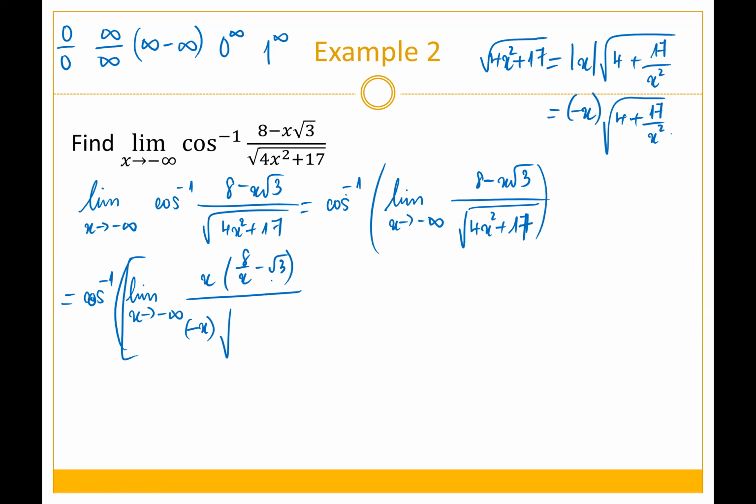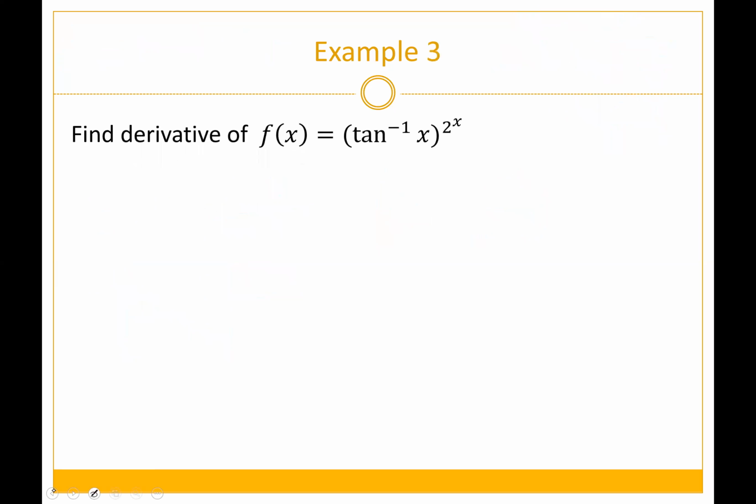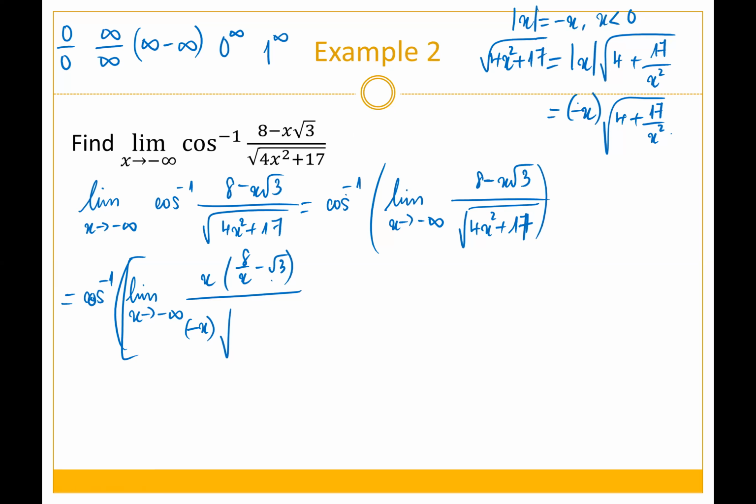So another thing we learned from here is that the absolute value of x is equal to negative x if x is smaller than 0, and it's equal to x if x is bigger than 0. In this scenario, because x is approaching negative infinity, it's a negative number. So when you take it out of the square root, it ends up being negative x multiplied by the square root of 4 plus 17 over x squared. Is there any problem with this part? Before we proceed, I just want to make sure that you understand what I'm saying.